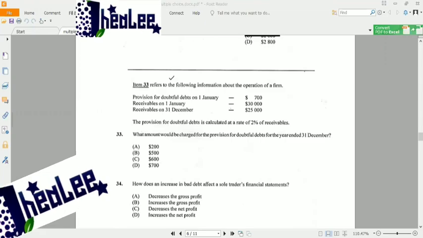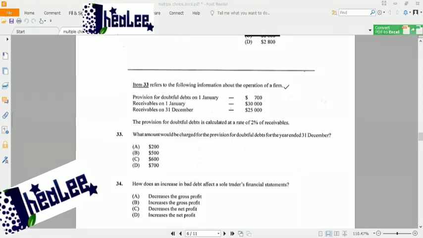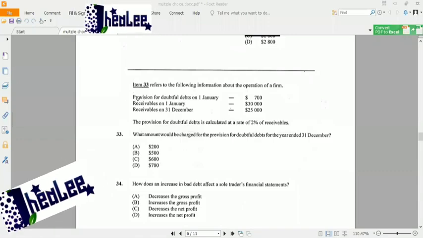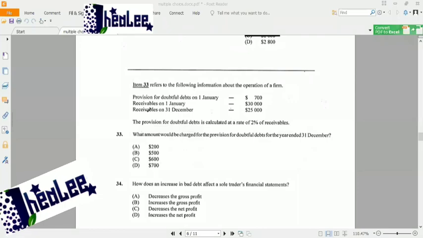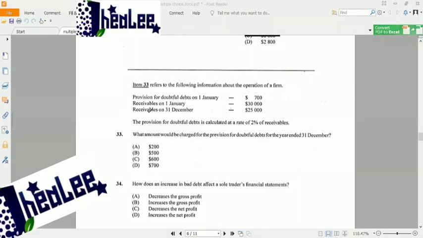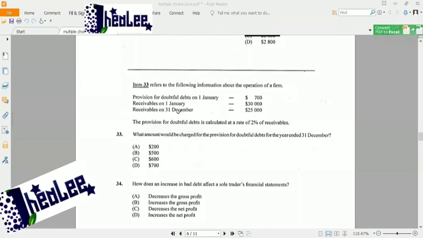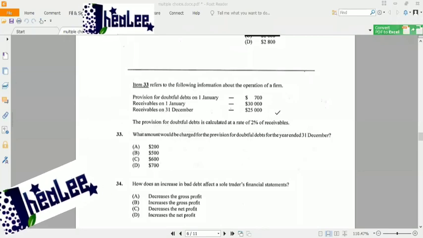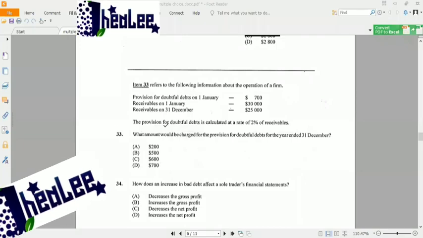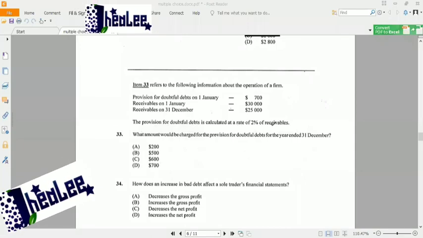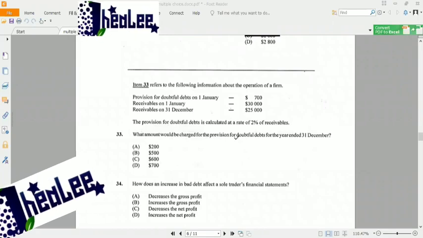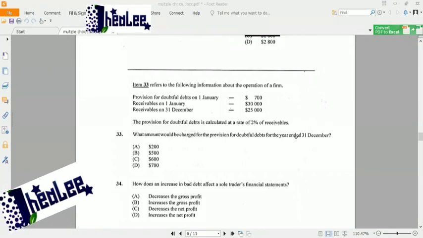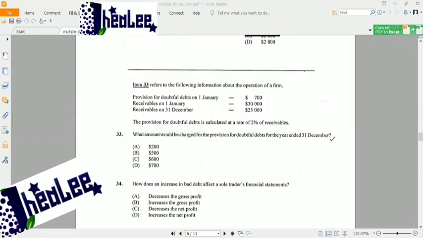Item 33 refers to the following information about the operation of a firm. Provision for doubtful debts on January 1st is 700. Receivables on January 1st is 30,000. Receivables on 31st of December is 25,000. The provision for doubtful debt is calculated at a rate of 2% of receivables. What amount would be charged for the provision for doubtful debt for the year ended 31st of December?